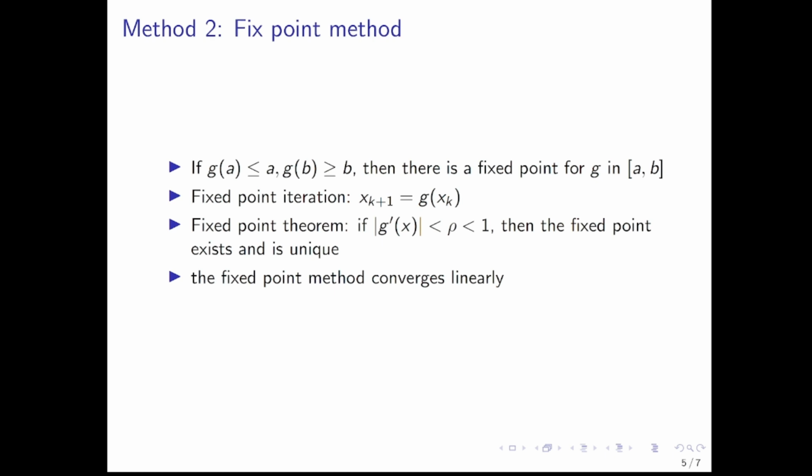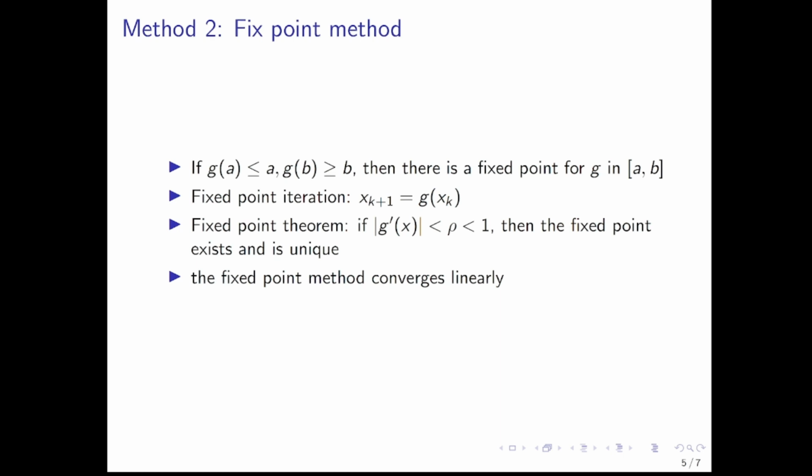For the other circumstance, if g(a) is greater or equal than a, but g(b) is smaller or equal than b, then there is also a fixed point for g in the interval [a, b]. So that means for the function f defined as g(x) minus x, f(a) is greater than 0, but f(b) is smaller than 0. In that case, we are sure that f(x) has a root. The fixed point iteration is simply to make x(k+1) equal to g(xk).